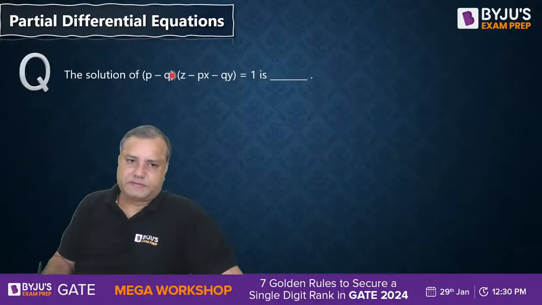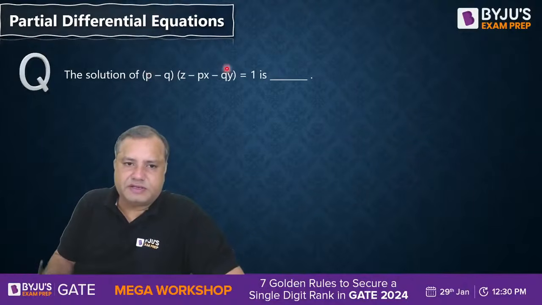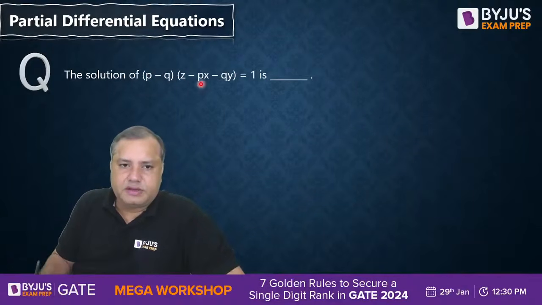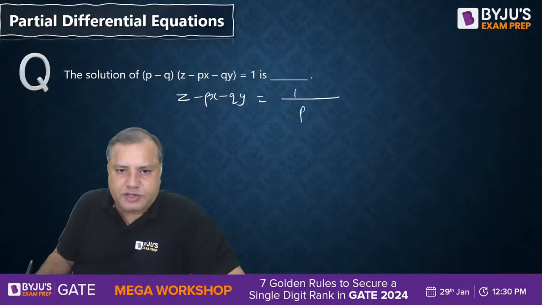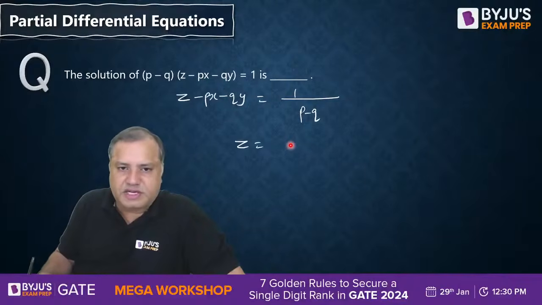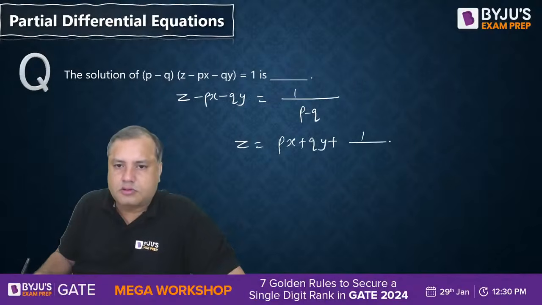Now see this question. Just simplify this. So p here this bracket as it is, z minus px minus qy and 1 upon this p minus q. Now px and qy brought to the other side. So this is again Clairaut's form.